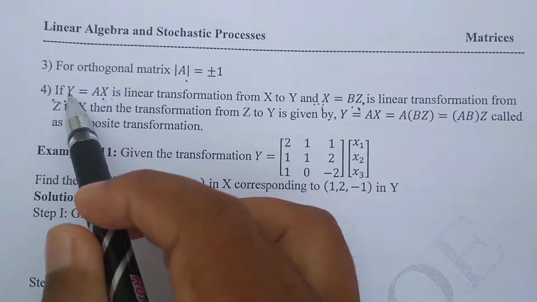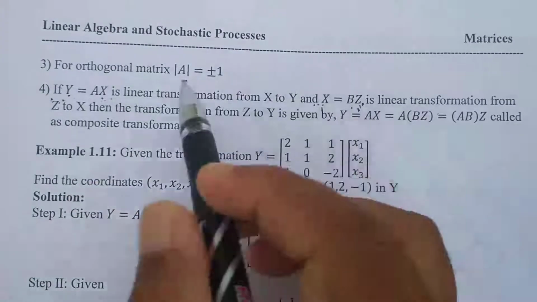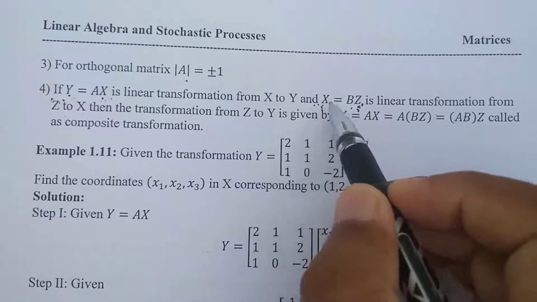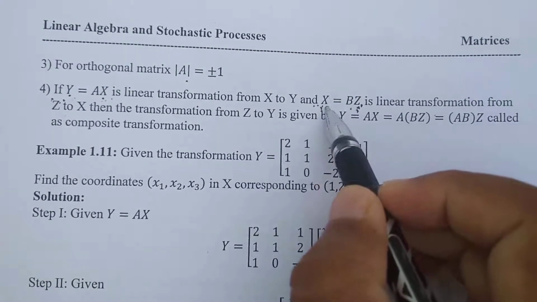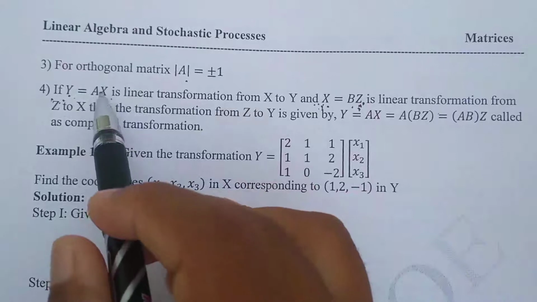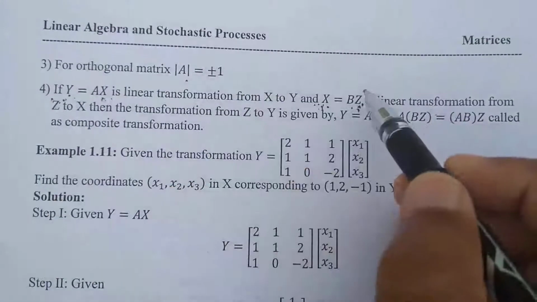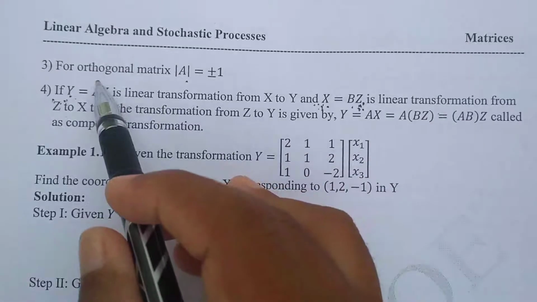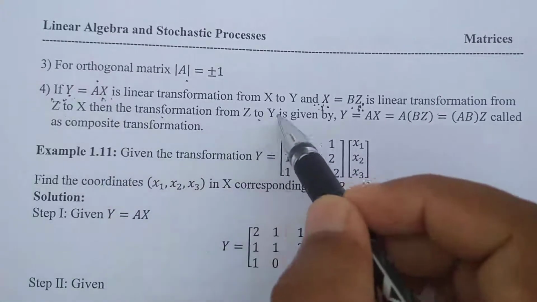We can find the composite transformation from z to y, because it is a two-step process. Z to x, this transformation is from z to x, and this transformation is from x to y. So we can combine both transformations and find the transformation from z to y. So how to find this transformation from z to y?